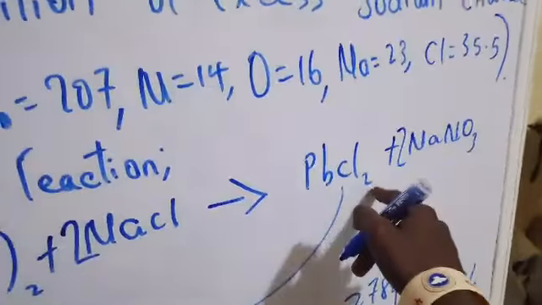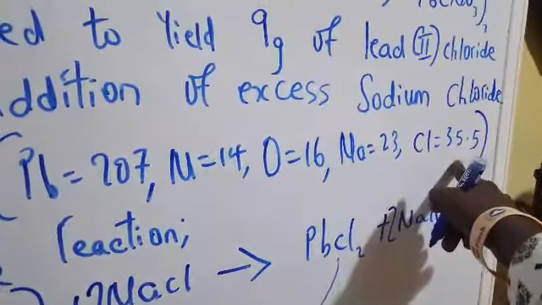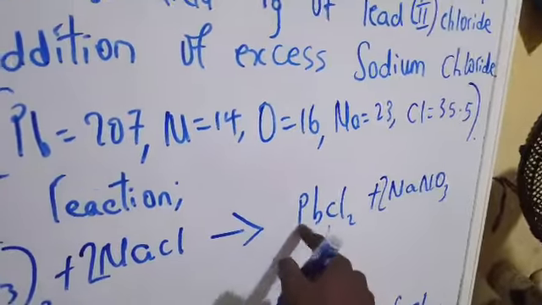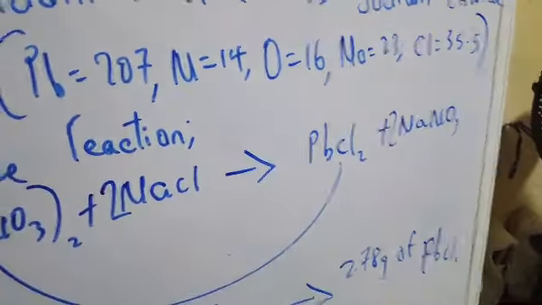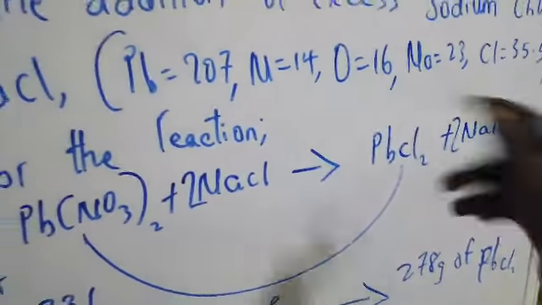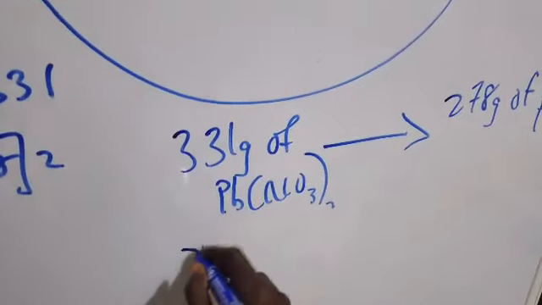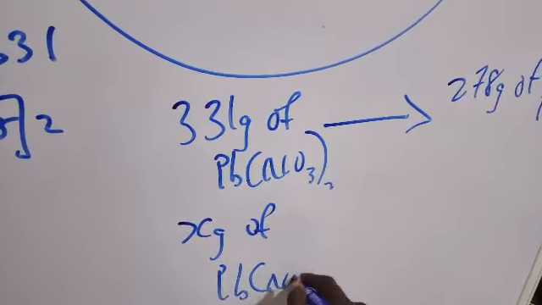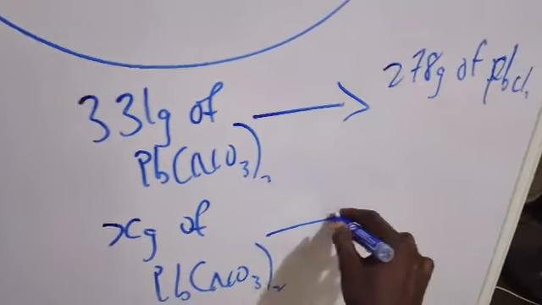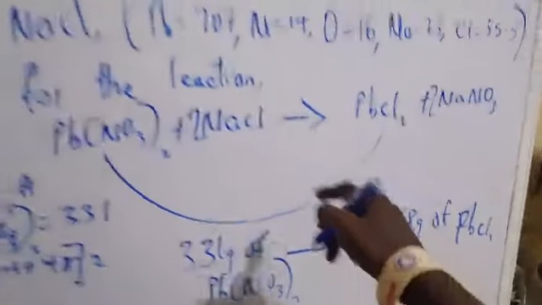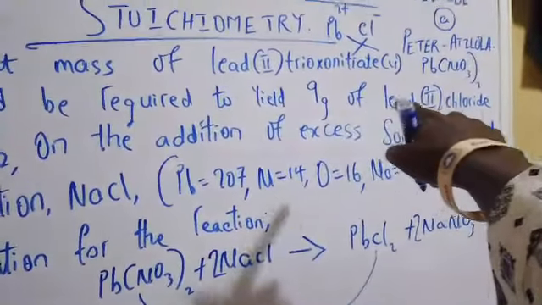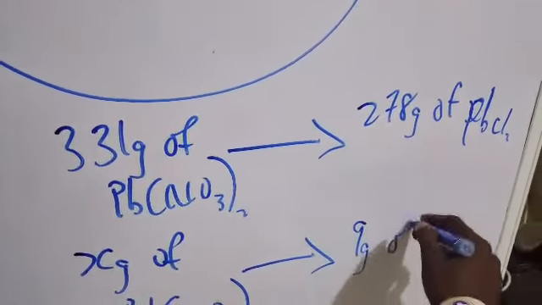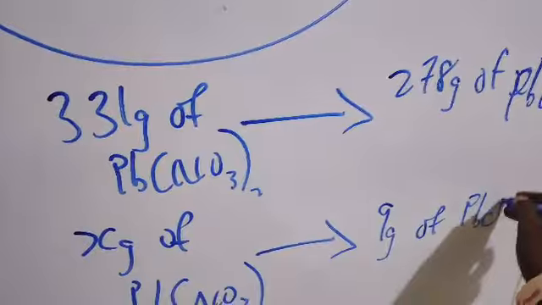For this one, chlorine is 35.5, so we now do 35.5 times 2. That is 71. 71 plus 207 will give 278. So this is the known. Now what is the unknown? What mass of lead 2 nitrate? So here I have X gram of Pb(NO3)2. From the question, they gave me 9 gram of lead 2 chloride.